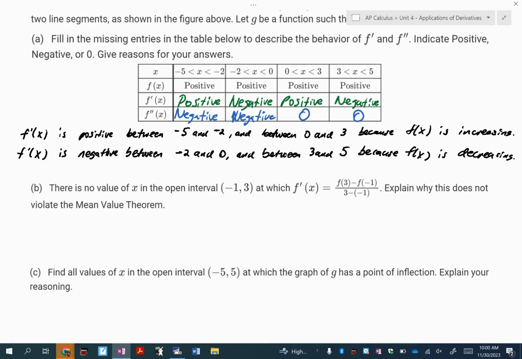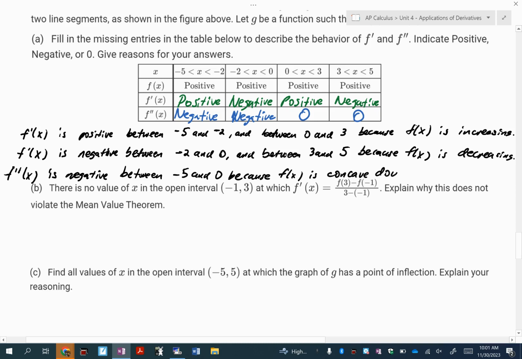All right, so for the last row that we filled in, I'm going to say that f double prime of x is negative between -5 and 0 because f of x is concave down, right? Remember, like a frown? So f double prime of x is negative between -5 and 0 because f of x is concave down.